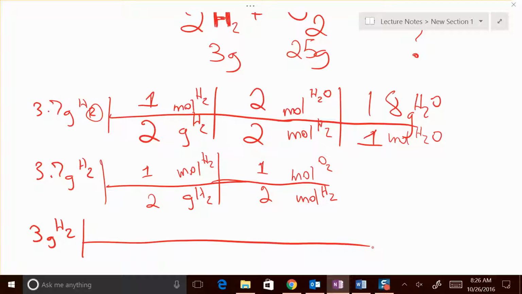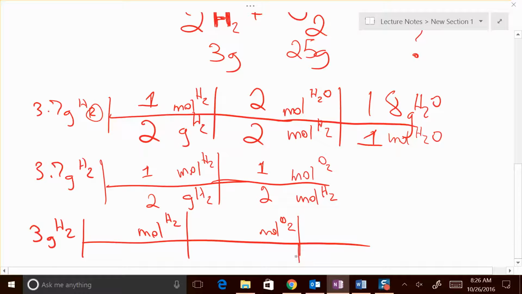I want to convert it to O2, which means I have to first convert it from grams to moles of H2. Now that it's in the moles of H2, what am I going to go to? Moles of O2. Do I stop there? No, because I can't compare moles of O2 to the grams of H2. But I can compare the grams of O2 to the grams of H2. So, grams of O2. Okay?